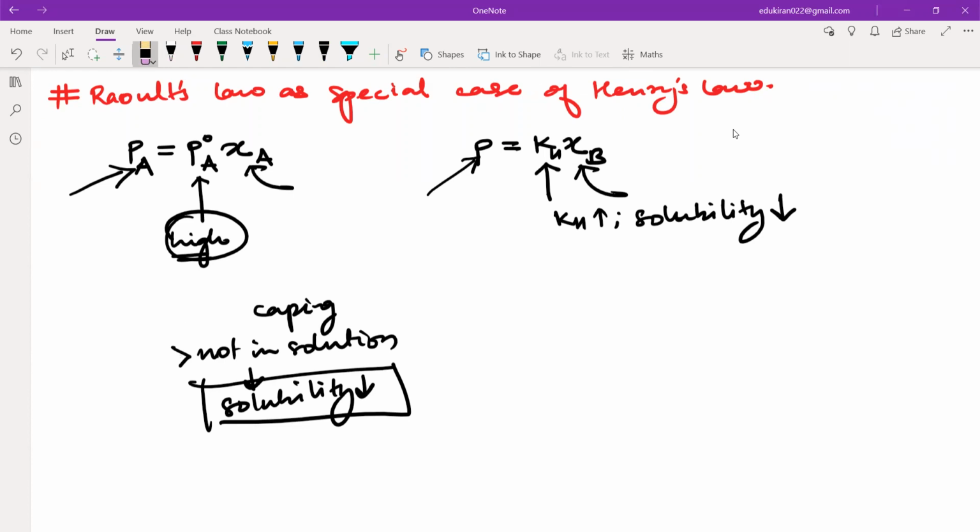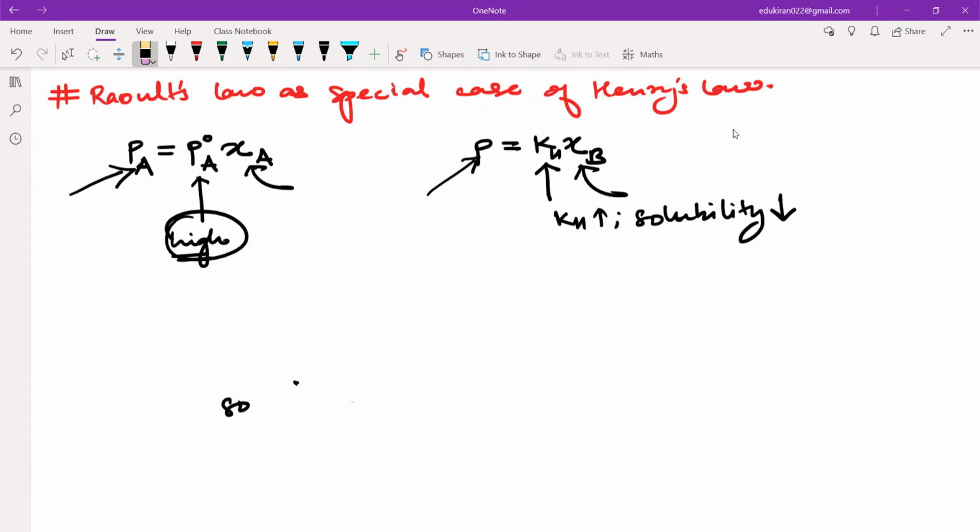So both of these things you can say are almost the same, but how is Raoult's law a special case of Henry's law? Raoult's law is a special case of Henry's law because instead of KH, we are having P naught A. KH is kind of generalized, but P naught of A is dependent on what the particular liquid is. So you will write Raoult's law.